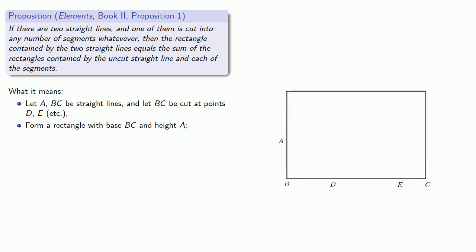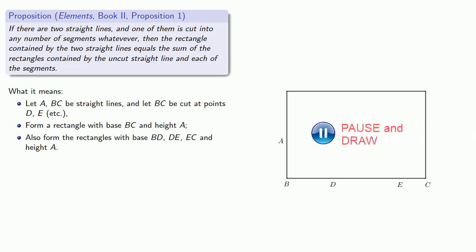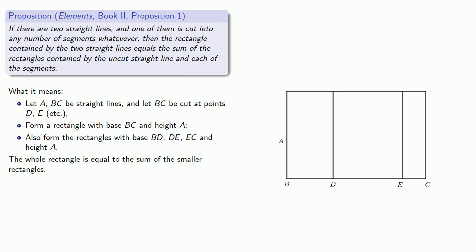And we'll also form the rectangles with base BD, DE, EC, and height A. And the claim is that the whole rectangle is equal to the sum of the smaller rectangles. And if we think about this, when Euclid is talking about the rectangle, what he really means is what we would think about as the area of the rectangle.